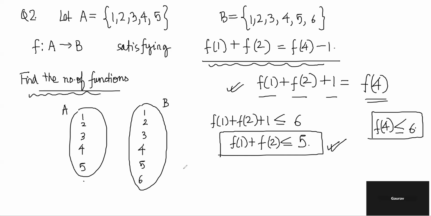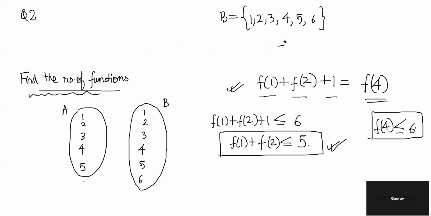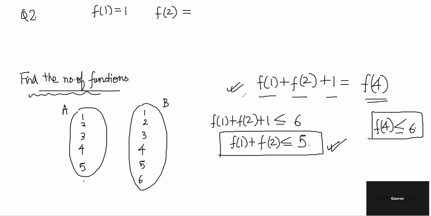For example, we can take cases like this. Case 1 is f(1) is 1, the lowest possible value. Then in that case, f(2) can be 1, 2, 3, 4, right? Yes. f(1) is 1, f(2) can be anything from 1 to 4, because then only you can add it and get less than or equal to 5, right? Yes. So how many ways are there? 4 ways, right? Yes.